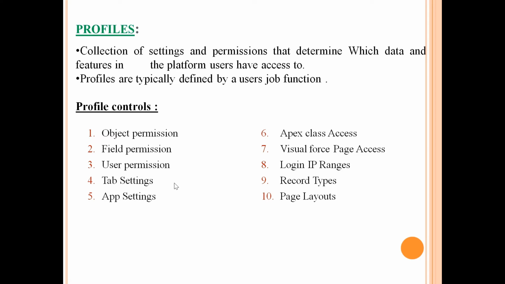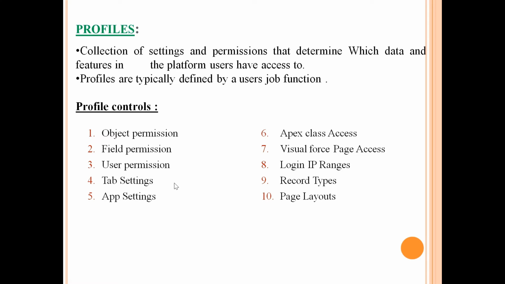Next, the profile controls object permission. Object permission determines which object records they are able to create, read, view and edit. Field permission can also be controlled by profiles only. Then user permissions, meaning what a unique user has compared to other users, can also be controlled at the profile level. Tab settings: we define which tabs they are able to see and which they are not.